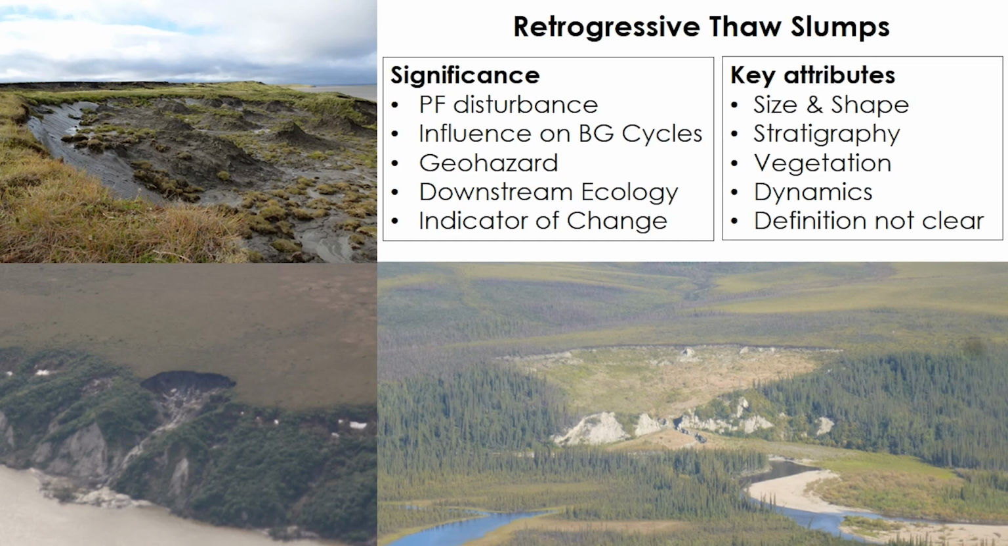From a remote sensing perspective and from a mapping perspective, we have to understand that they are pretty dynamic features. They're variable in size and shape. Their stratigraphy can be very different. The vegetation surrounding them can also be very different. We have a lot of thaw slumps in tundra areas, but also in boreal areas. And sometimes even their definition is not really clear. So what is a thaw slump? What belongs to it? What does not belong to it? This massive variability makes it pretty tough to map them consistently.